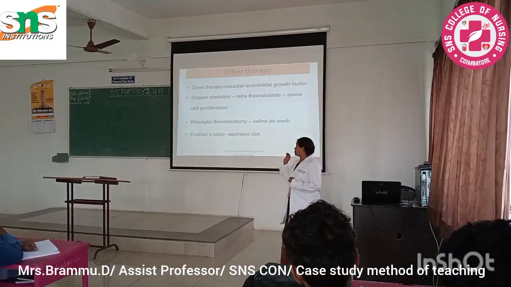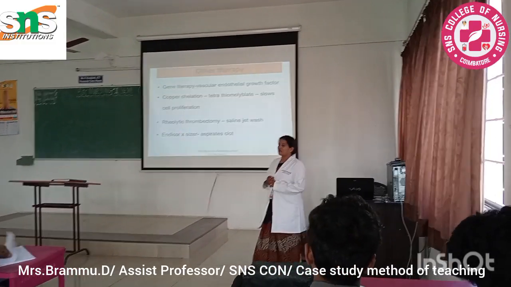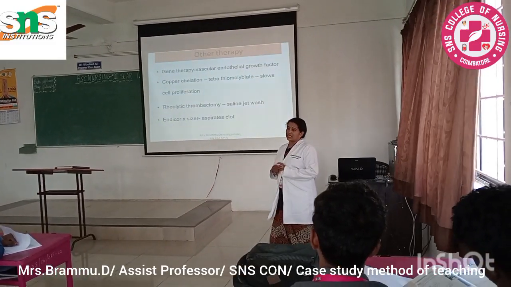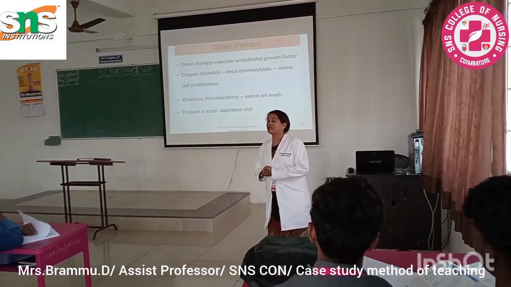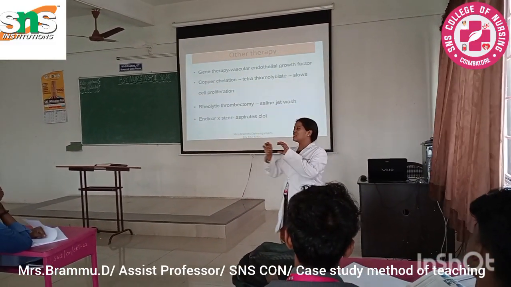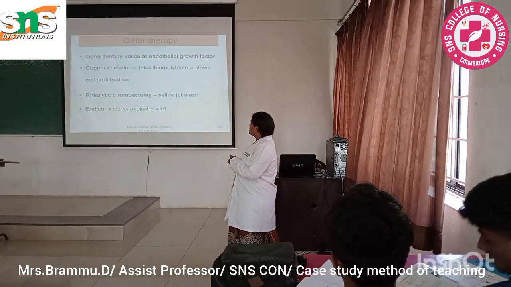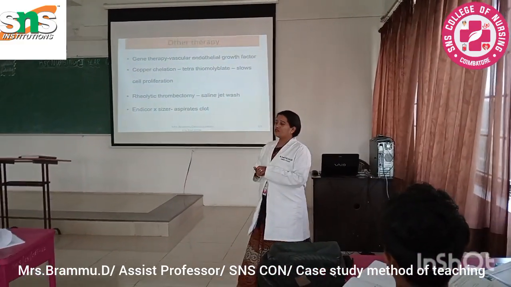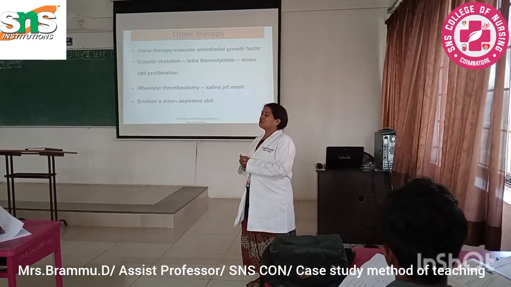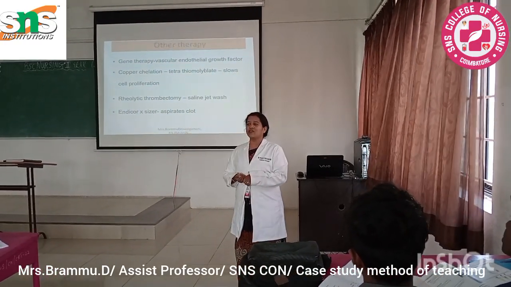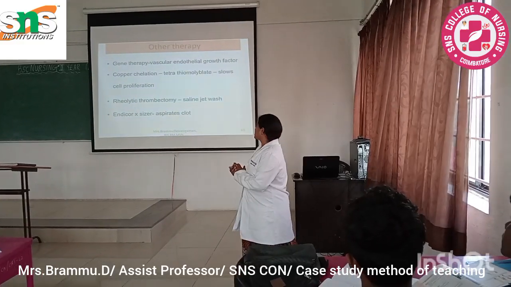Then gene therapy. Gene therapy is where we inject vascular endothelial growth factors directly into the bloodstream. That way it is enhancing the endothelial layer of the coronary artery. Next, copper chelation therapy is going to remove something, so that it slows down cell proliferation in the endovascular layer.